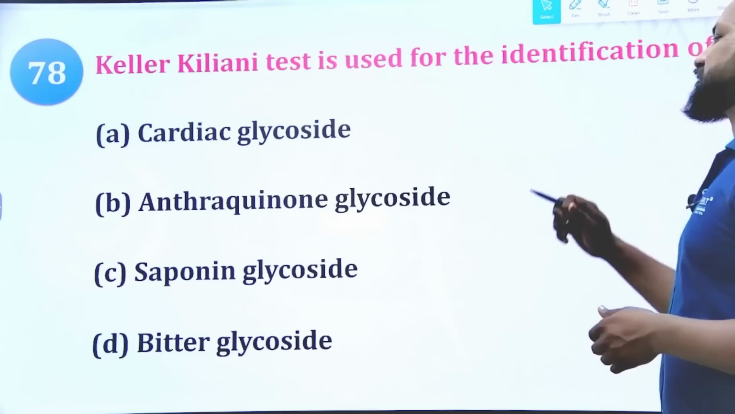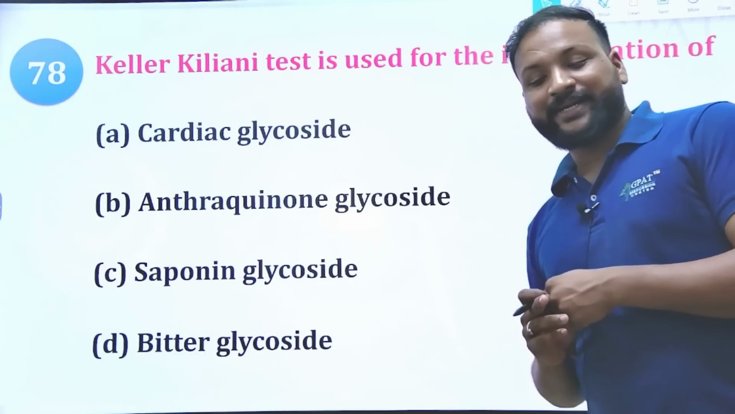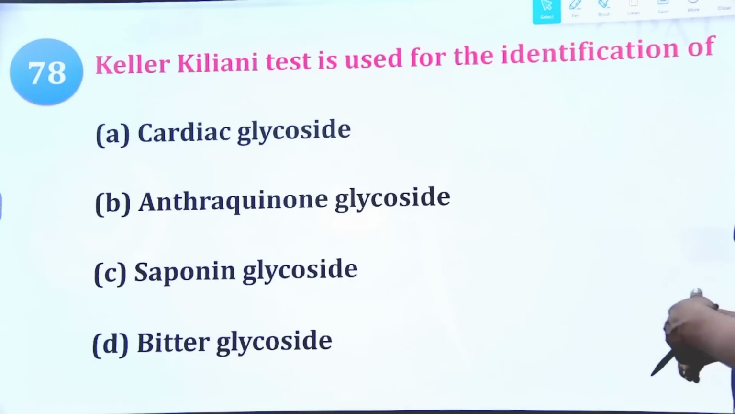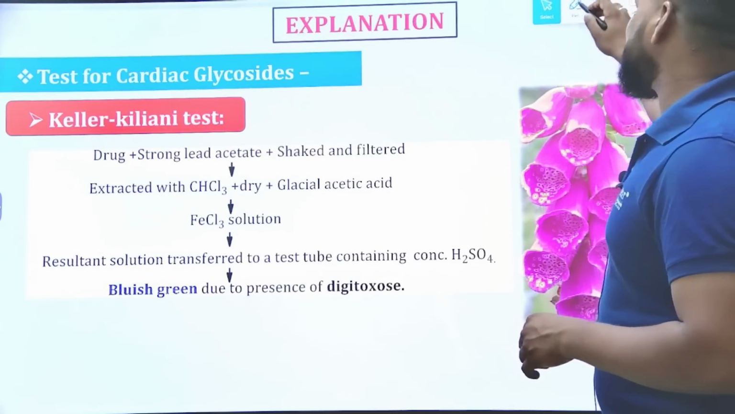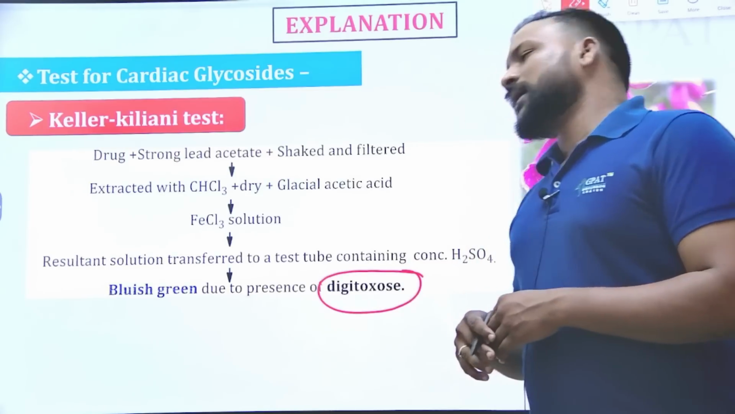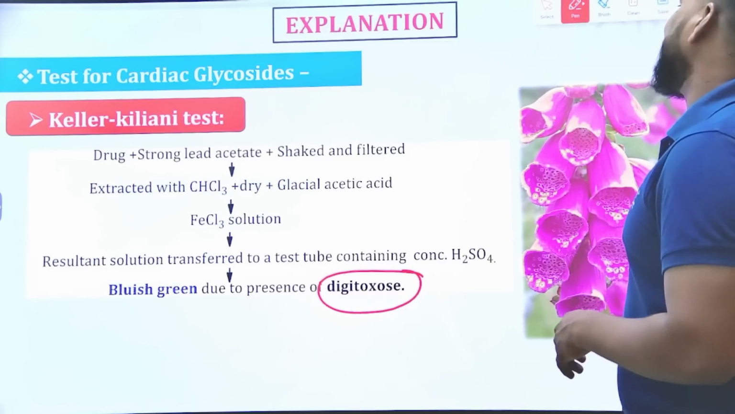Next, this test is used to identify which of the following: anthraquinone glycoside, saponin glycoside, beta glycoside, or cardiac glycoside? Comment down your answer. Undoubtedly, it is for the cardiac glycoside, and especially to identify the sugar, that is the deoxy sugar, dear aspirants.